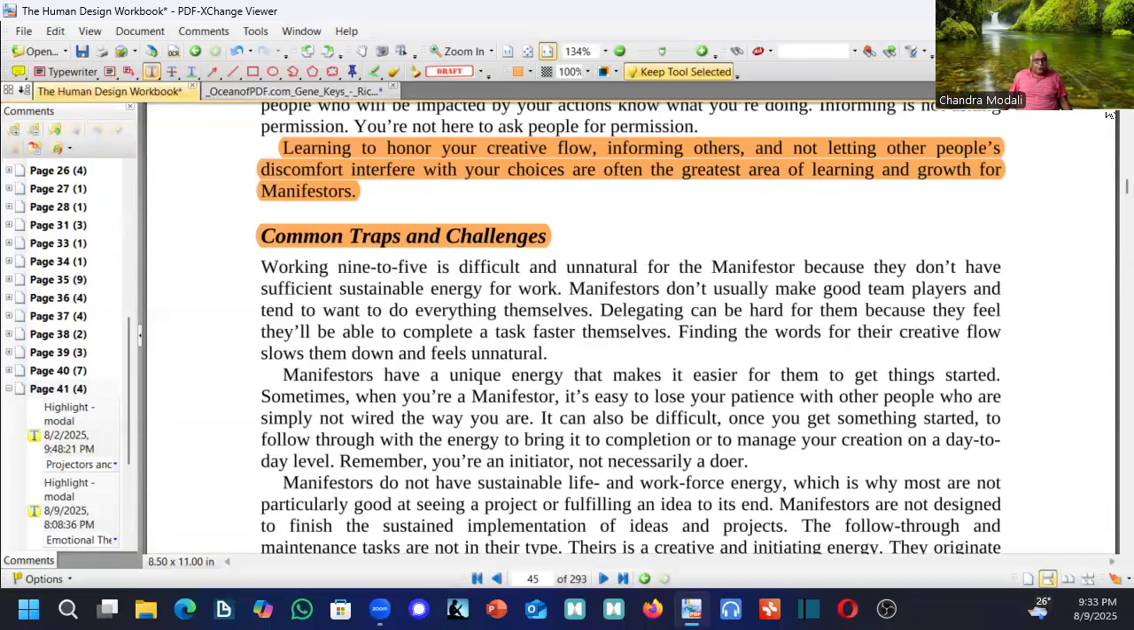So let's continue. What are the common traps and challenges that a manifestor might undergo? Working 9 to 5 is difficult and unnatural for manifestors because they don't have sufficient sustainable energy. Manifestors don't usually make good team players and tend to want to do everything themselves. Delegating can be hard for them because they feel they will be able to complete a task faster. Finding the words for their creative flow slows them down. So this is one quality that is coming out loud and clear.